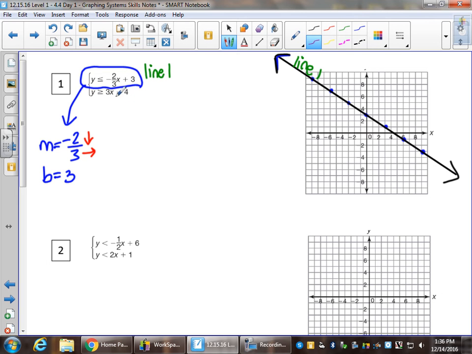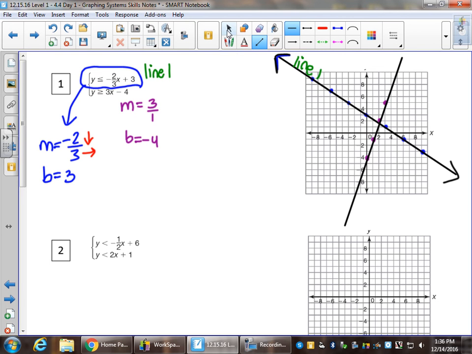Let's talk about line two. For line two, m equals 3 divided by 1, b equals negative 4. So I'm going to plot that first down to negative 4, and then I'm going to count up 1, 2, 3, right 1. 1, 2, 3, right 1. Two or more points is fine. If you get a couple more than that, like 4 points, it makes a nicer line. Looking at the inequality sign, I know that this is going to be a solid line. Arrows on both ends. And I'm going to label that line 2.